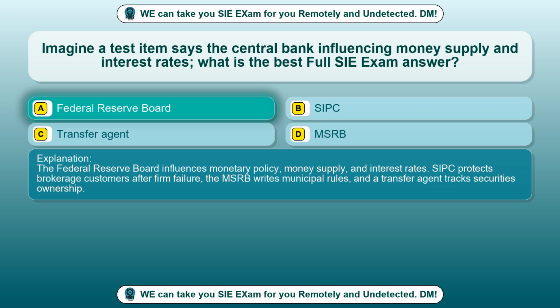The Federal Reserve Board influences monetary policy, money supply, and interest rates. SIPC protects brokerage customers after firm failure, the MSRB writes municipal rules, and a transfer agent tracks securities ownership.